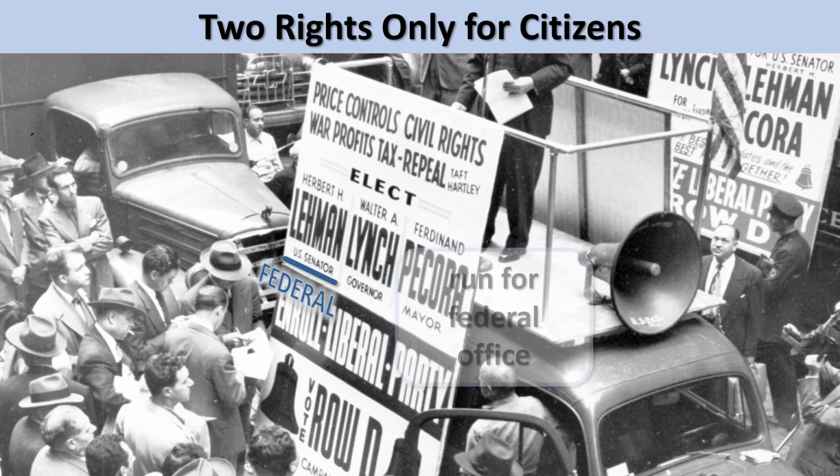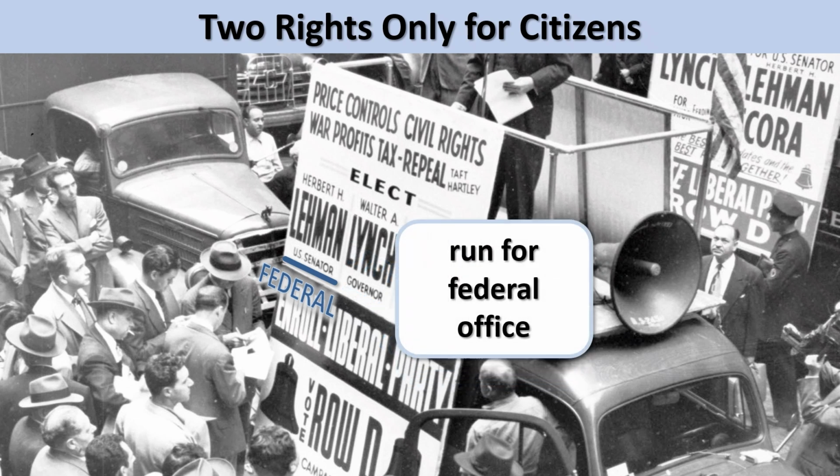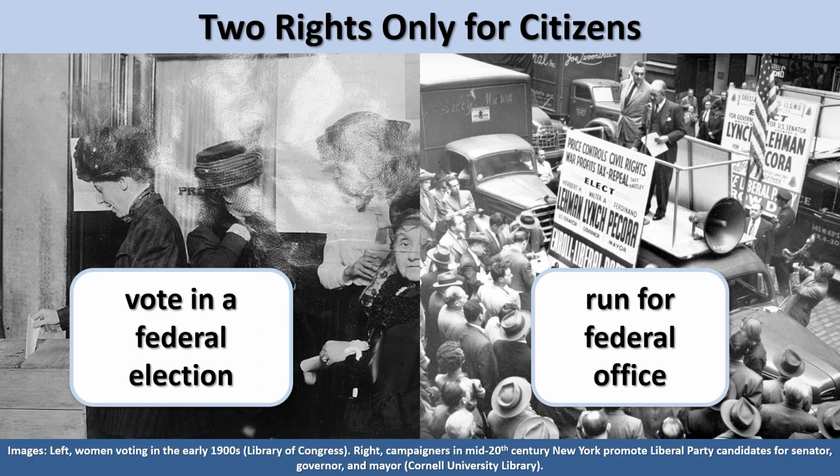Another right that is only for citizens is the right to run for federal office. People who hold federal offices of government include the president, the vice president, senators, and representatives in the House of Representatives. All of these people had to be citizens before they could run as candidates for those positions in U.S. government. Voting in federal elections and running for federal office are two very important ways only citizens can participate in U.S. democracy.